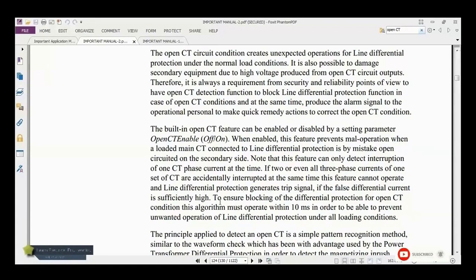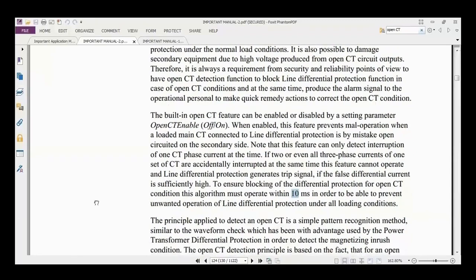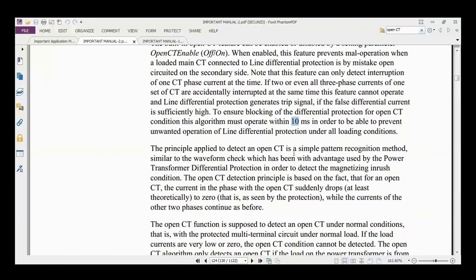To ensure blocking of the differential protection for OpenCT condition, this algorithm must operate within 10 milliseconds to be able to prevent the unwanted operation. The principle is to detect an OpenCT simply and better.